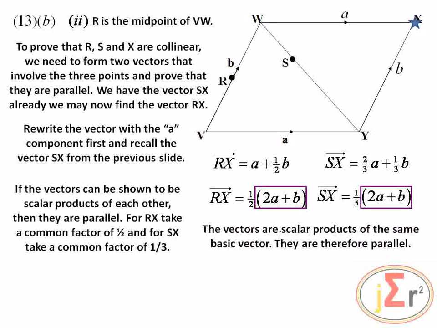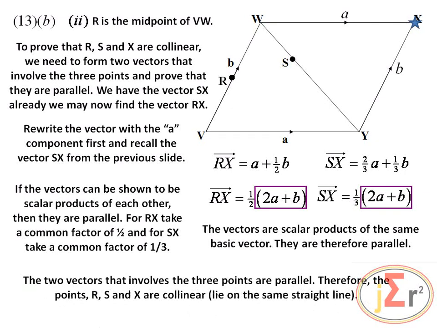The vectors are scalar products of the same basic vector. They are therefore parallel. This is 1/2 of 2A plus B. This is 1/3 of 2A plus B. They are scalar products of the same basic vector, and therefore parallel. The two vectors that involve the 3 points are parallel. Therefore, the points R, S, and X are collinear. They lie on the same straight line.